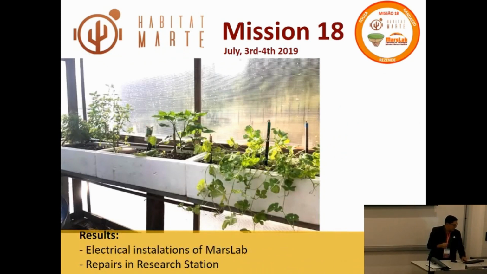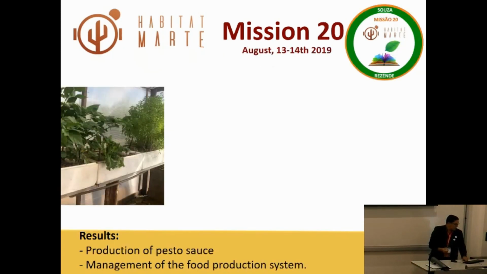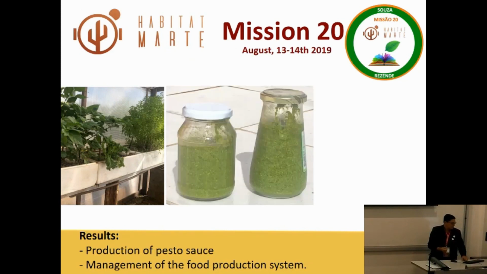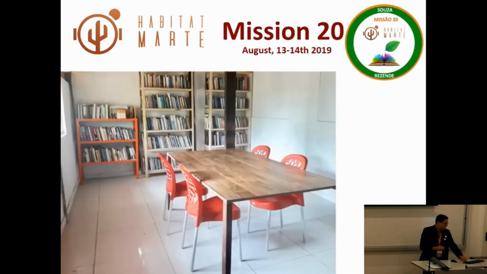And then some improvements were done. Here, in this photo, you can see the monitoring of the quality of water. Some parameters are controlled. And then in August we produced for the first time the pesto sauce. The pesto sauce was produced with basil planted in the greenhouse, and it was the first meal prepared with the pesto sauce of the Habitat Narte.